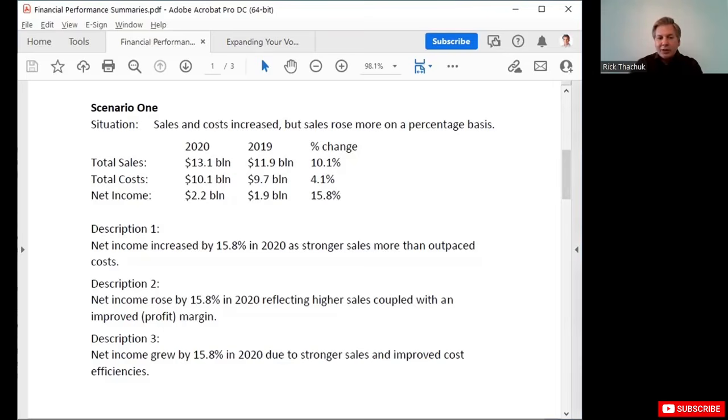So Ford Motor Company then resembles scenario 1, which means that any one of these 3 descriptive sentences we can make use of when we are putting together our financial description of Ford Motor Company. I think I myself will use description 3. I like the idea of stronger sales and improved cost efficiencies, but any of these would be fine. Let's take a look at our sheet of basic points. We'll put the basic points together, and then we'll be ready to write a description.